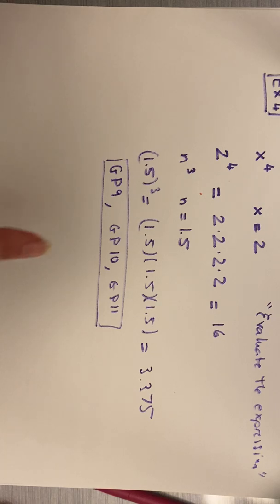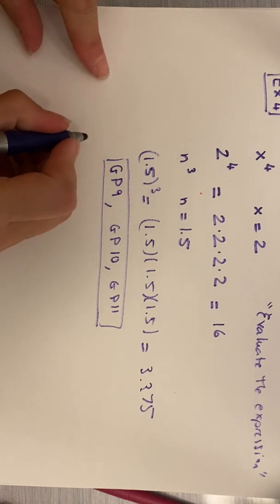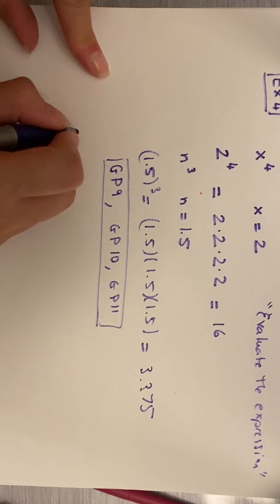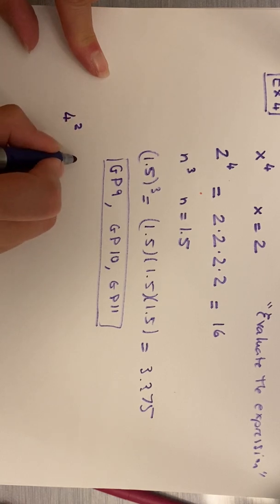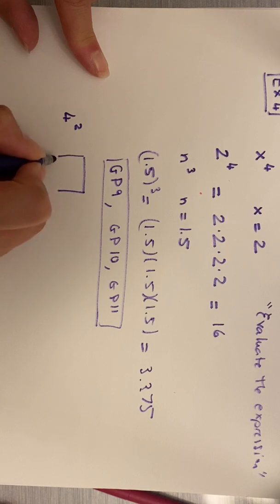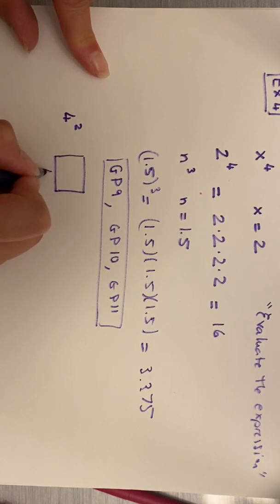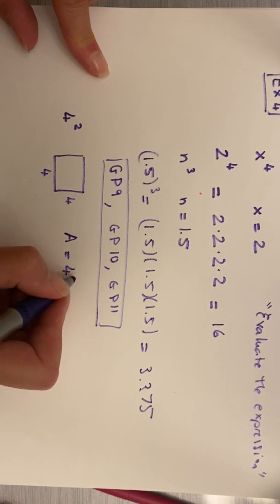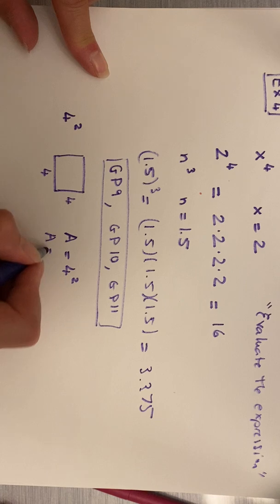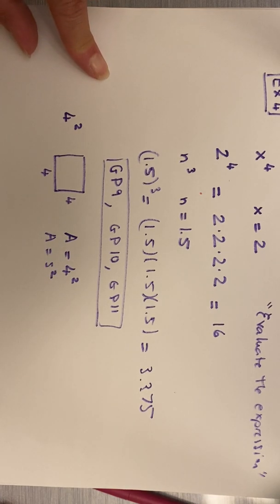Last, just a reminder, exponents are used everywhere. And there's a reason why things are called square. For example, 4 squared. You see this all the time. Here's a square, here's 4. You know, the area of a square, right, is 4 squared, because it's the side squared.